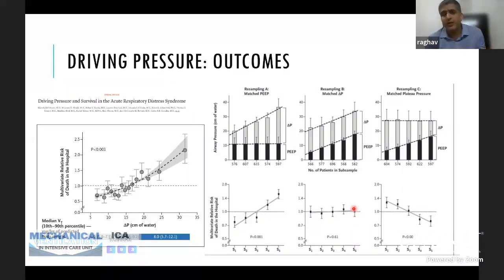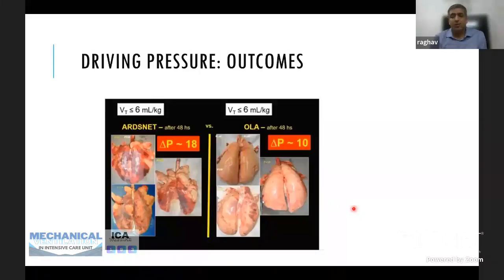This has also been shown in an experimental study by the authors of that trial. In both these experimental lung models, the tidal volume was within safe limits, that is, less than or equal to 6 ml per kg. However, the driving pressure was 18 in the first experimental lung model, and only 10 in the second. After 48 hours, you can see how the lung was damaged in the first experiment, and it was not in the second because of the low driving pressure.